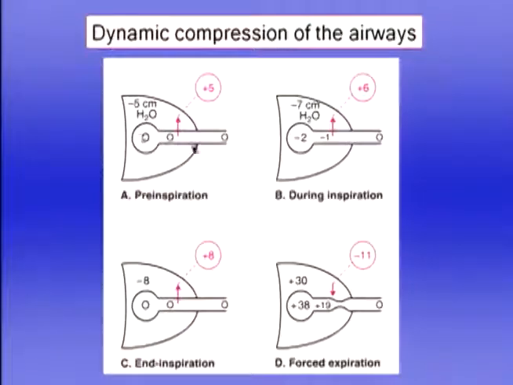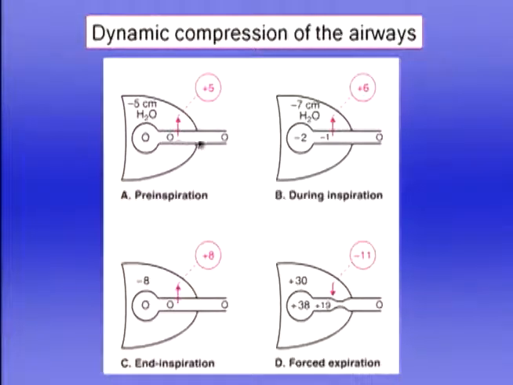Now, one of the most important features, as I mentioned, is this effort independence of flow rate. And this is caused by what's called dynamic compression of the airways. Now, we talked about this in some detail in the respiratory physiology lectures, but it's so important that I'm going to recap it here using this series of drawings. Let's look at the situation before the subject takes his inspiration to vital capacity.